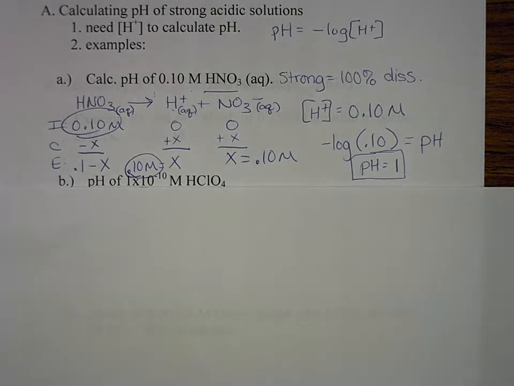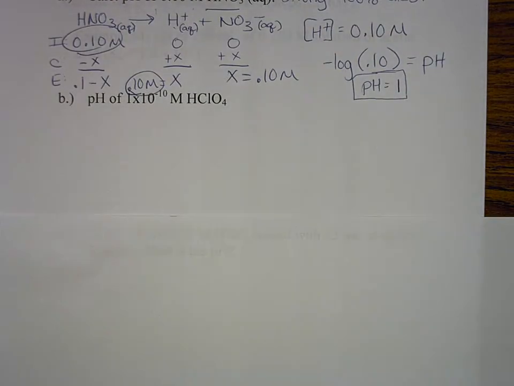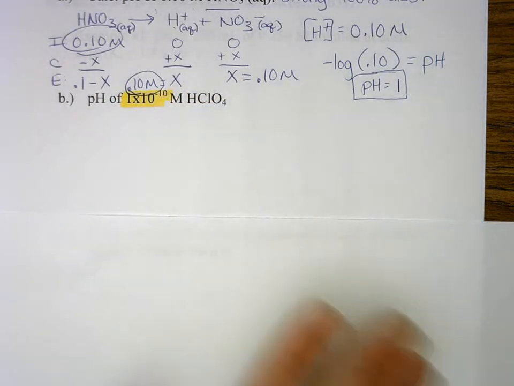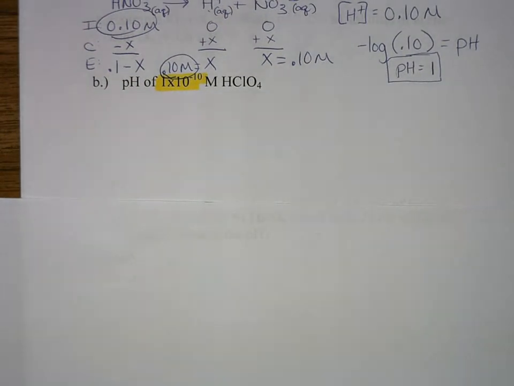All right, next example. Find the pH of a 1 times 10 to the negative 10 molar concentration of HClO4. HClO4 is what acid? What's the name? Perchloric acid. Okay? Is that strong or is that weak? Strong. It is strong. Okay, so that's good.